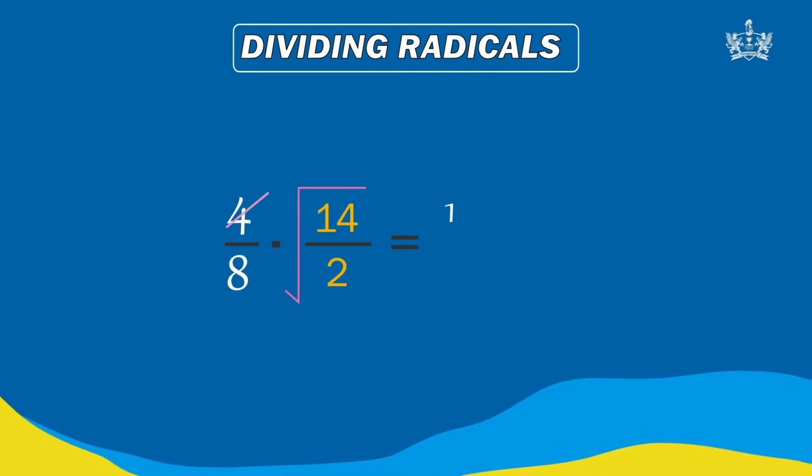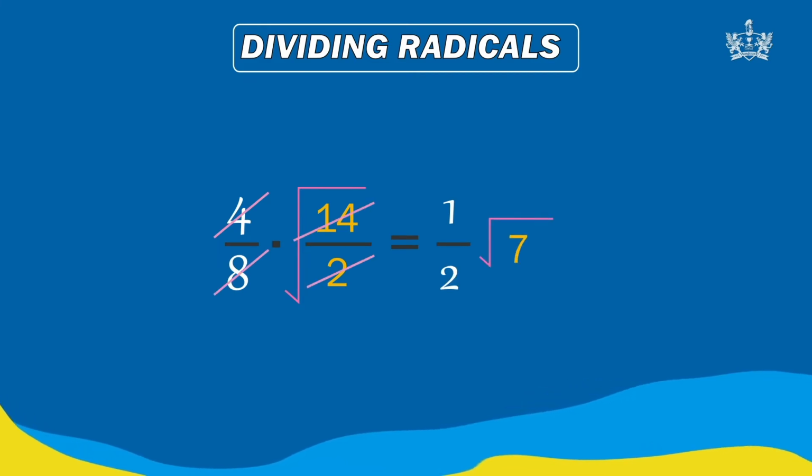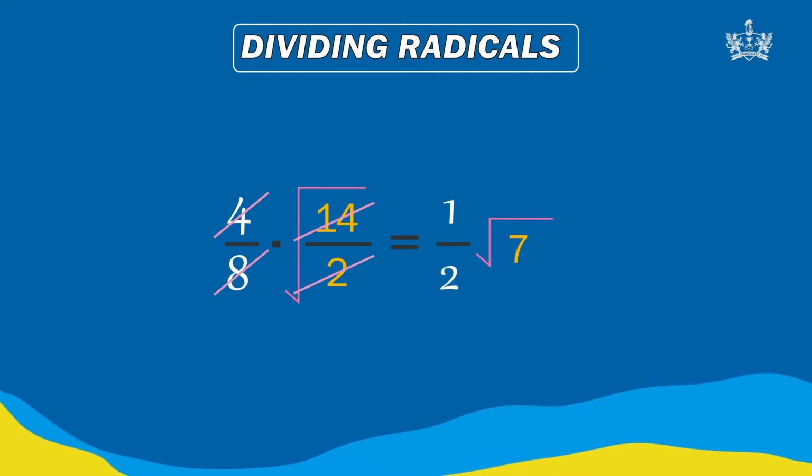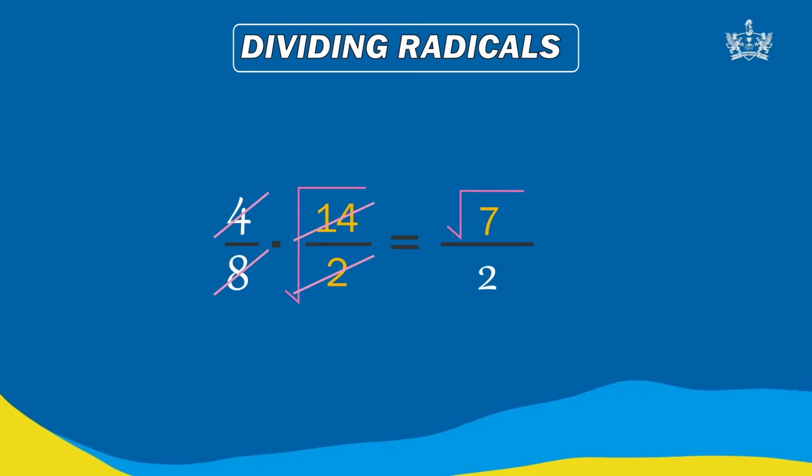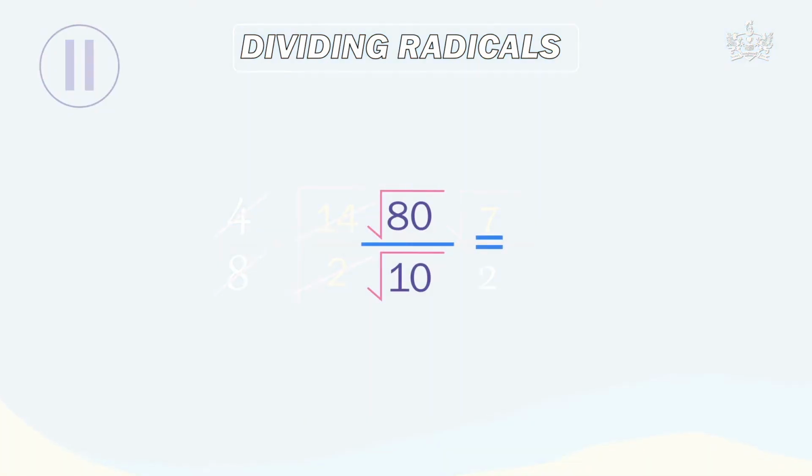This simplifies to 1/2 times the square root of 7, or to put more neatly, the square root of 7 over 2. Okay, your turn. Pause the video and try this one.